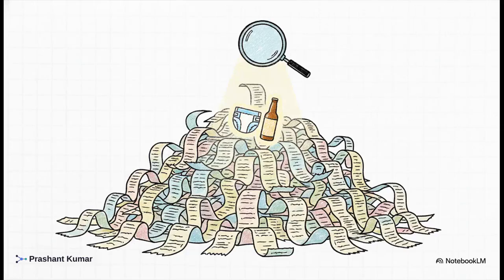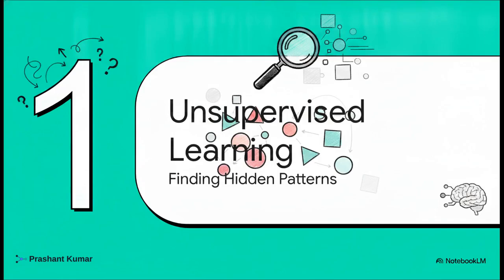Now, what's genuinely fascinating here is how they found this out. Nobody labeled this data. Nobody walked in and asked this specific question: hey, do nappies and beer go together? Instead, that weird little pattern was just sitting there, hiding in plain sight in the receipts, just waiting for a machine to find it. So that brings us to part one.